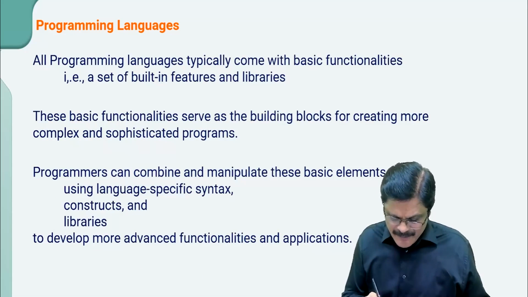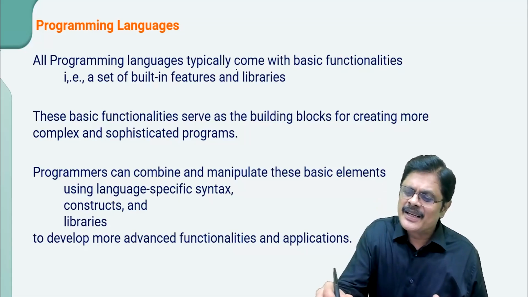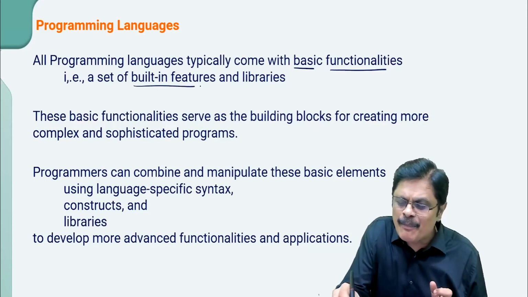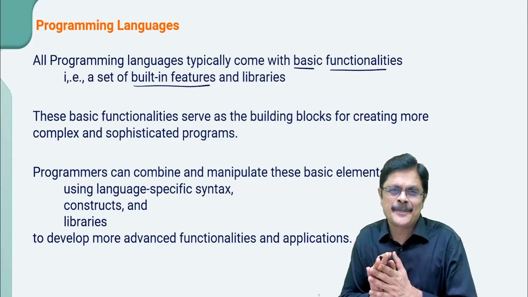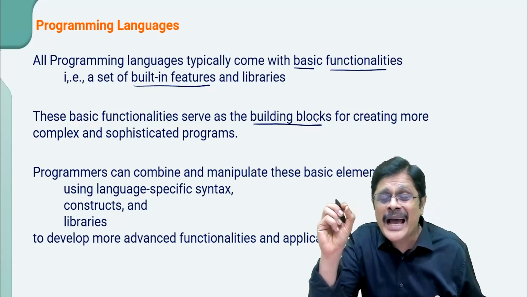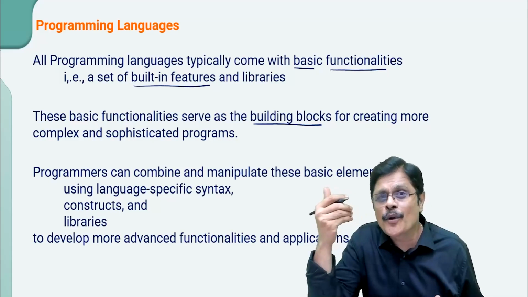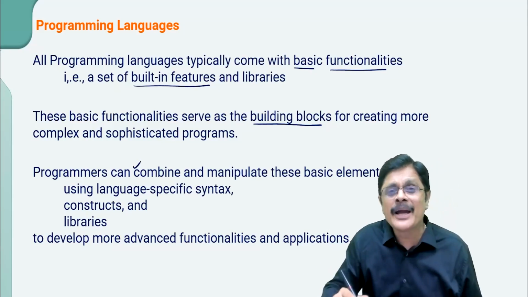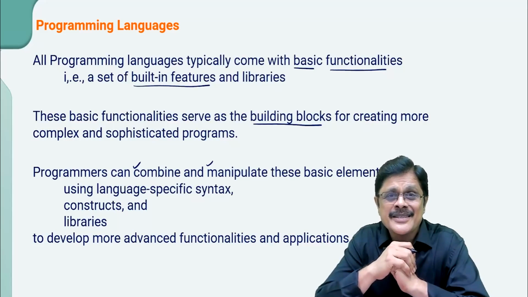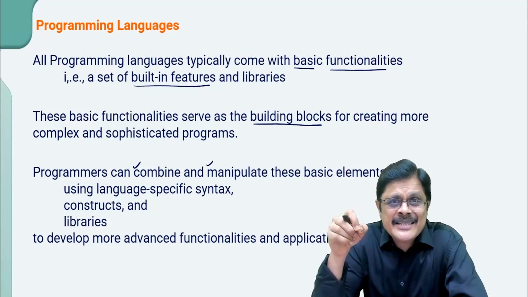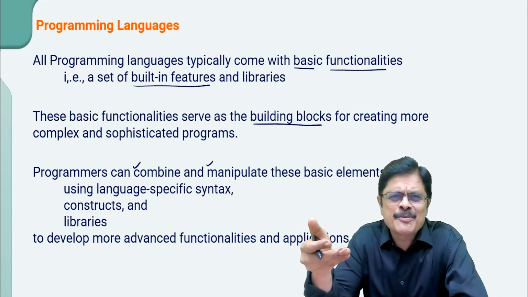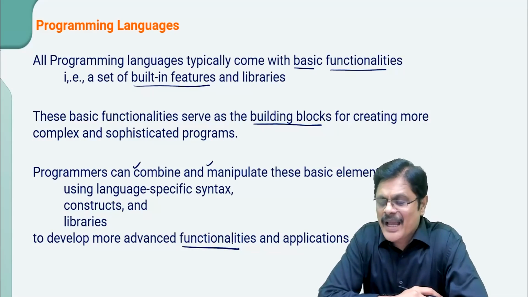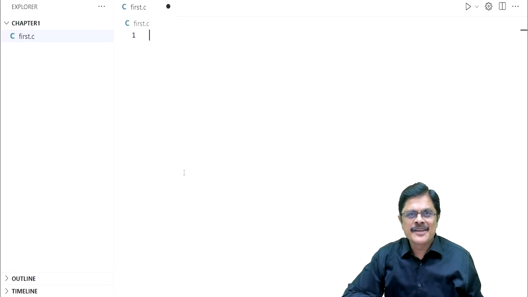We need to understand that all programming languages typically come with some basic functionalities. That is, every programming language will have some set of built-in features and libraries. These basic functionalities serve as the building blocks for creating more complex and sophisticated programs. As a programmer, it is your responsibility to combine and manipulate these basic elements using the language-specific syntax, the constructs provided by the language, and the libraries provided by the language to create or develop advanced functionalities and applications. Okay, let us see the first C program.